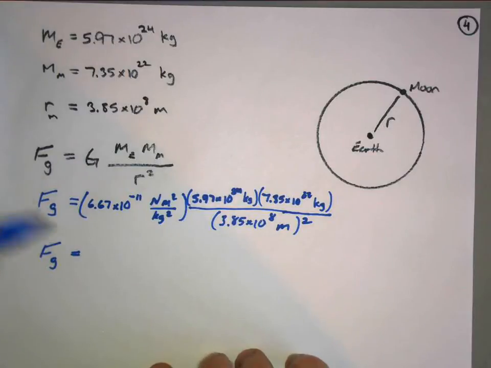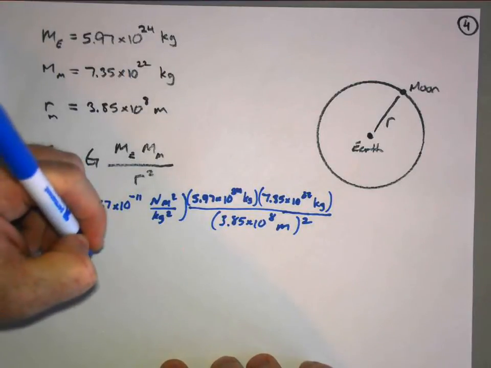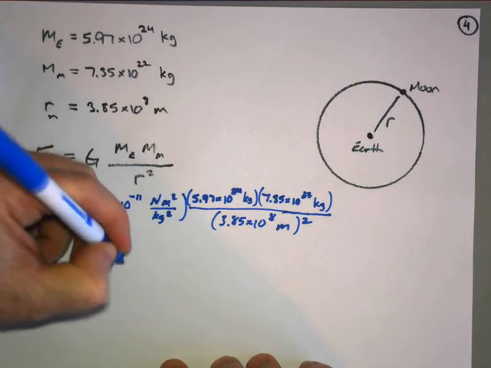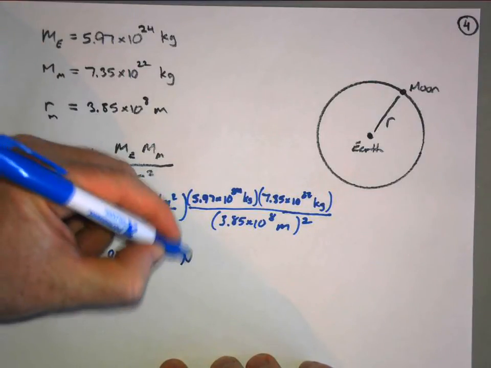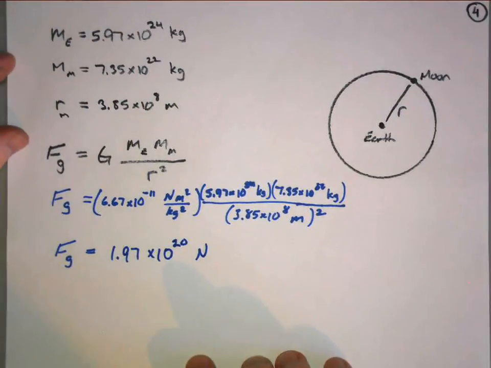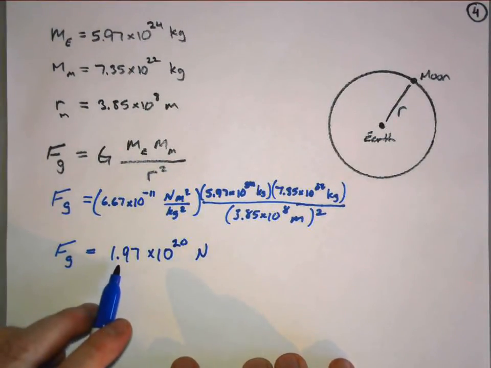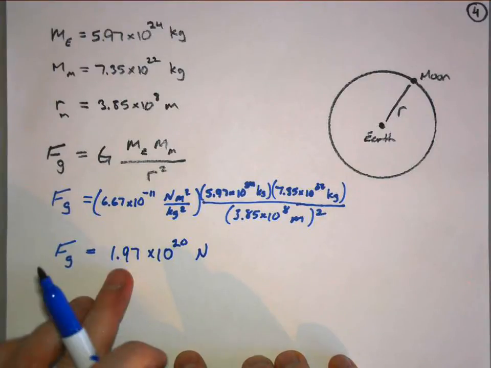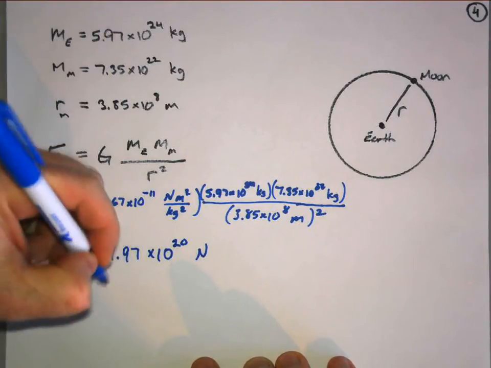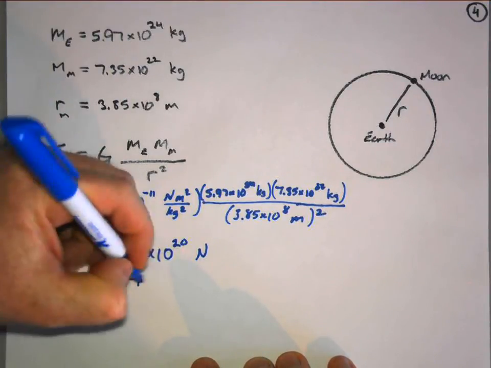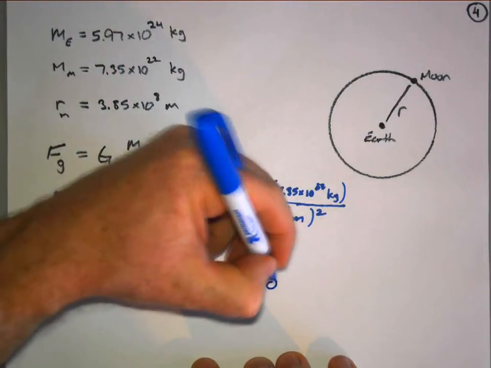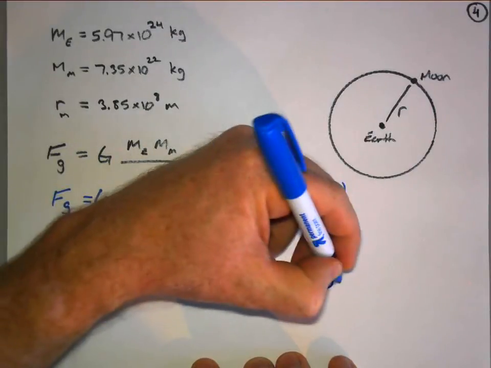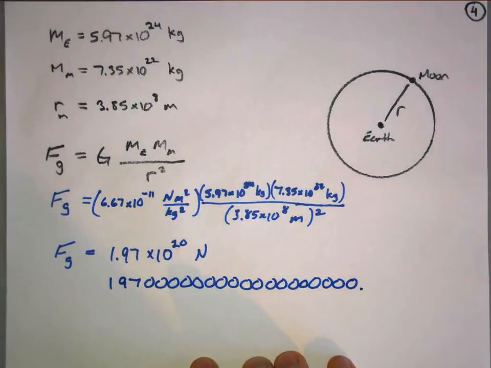But when you crunch these numbers, you get this answer of 1.97 times 10 to the 20 newtons. So that's a huge number, guys. So check this out. Imagine that decimal point moving 20 places to the right. Boom. That's a lot of newtons.